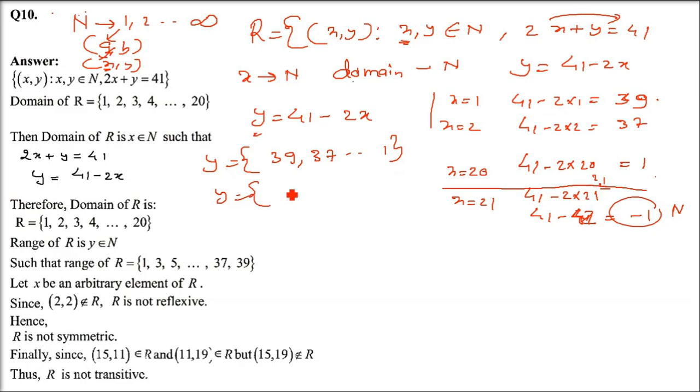Start from 39 till 1, or you can start from 1, 3, 5. It's not 2, okay? 1, 3 till 39, okay? Now let us check reflexive.